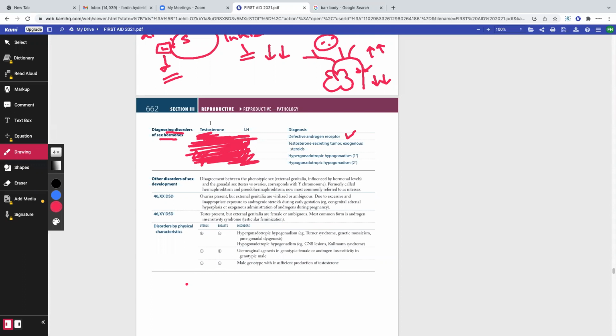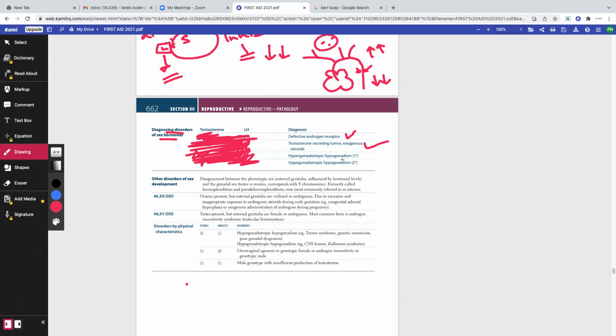The answer is yes. And on the other hand, since testosterone cannot bind to the androgen receptor, can it provide a negative feedback to the anterior pituitary? Yes or no? The answer is no. If it cannot provide a negative feedback, what would happen to the LH level? It will be high. Very good. Next one. If there's a testosterone-secreting tumor, what should be the testosterone level, high or low? It should be high. If it's excessively high and the receptors are functioning properly, what will happen to the LH level? It will be low. Very good.